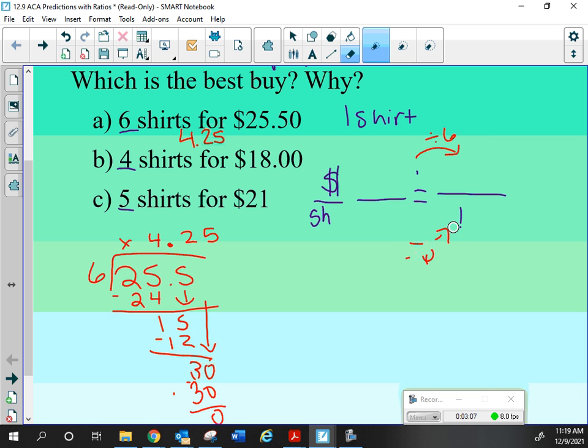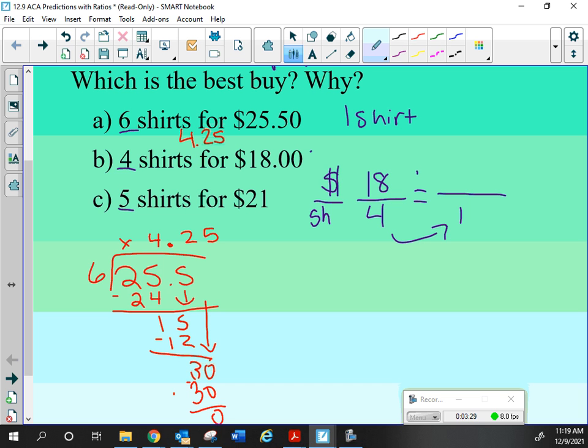Okay, I'm just going to reuse that proportion since it's going to be a lot of the same stuff. Next one. What am I going to put up here? 18. For this next one, class, what am I going to put up here? 18 over 4. Very good. I'm still solving for the unit price, so in this case, I need to divide by 4. We're going to do 18 divided by 4.